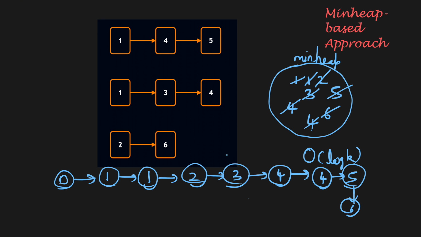Now the time complexity of this approach is O of n log k, because inserting an element and extracting a minimum from the heap takes O of log k time, where k is the number of lists, and we are doing it for n nodes across all lists. Hence the overall time complexity will be O of n log k, and the space complexity will be O of k, because we are storing at most k elements at any given point in the min heap.